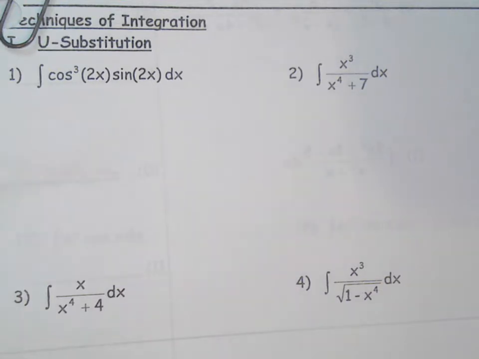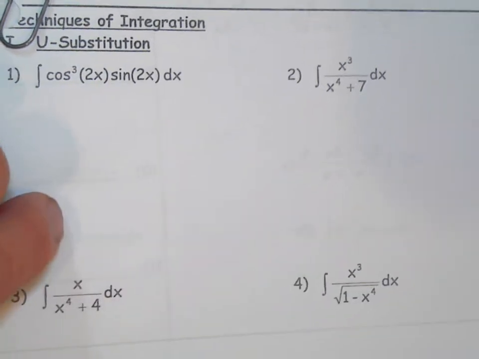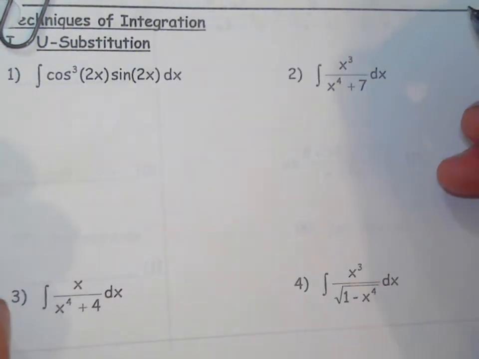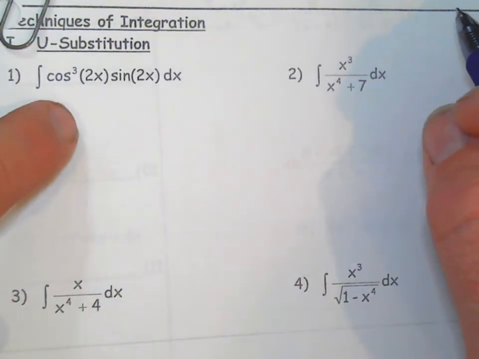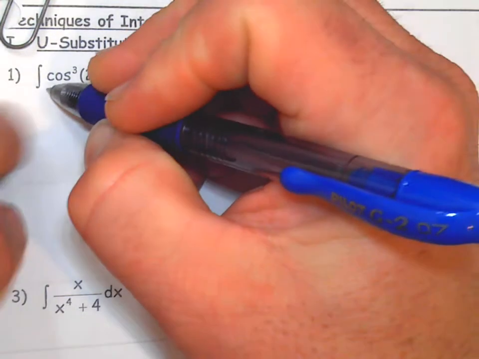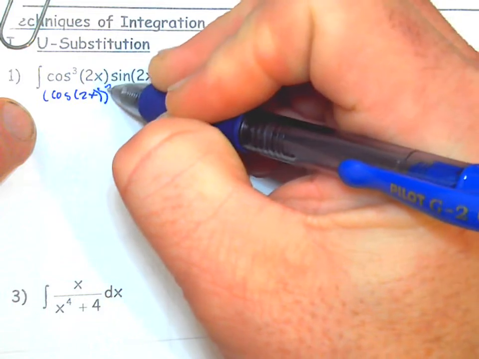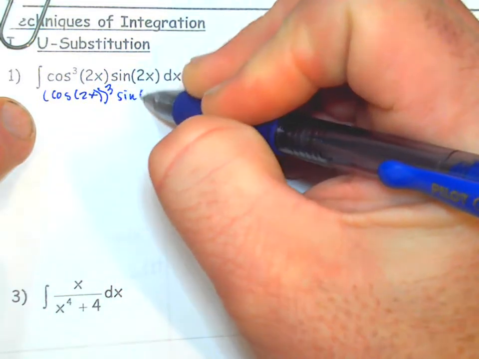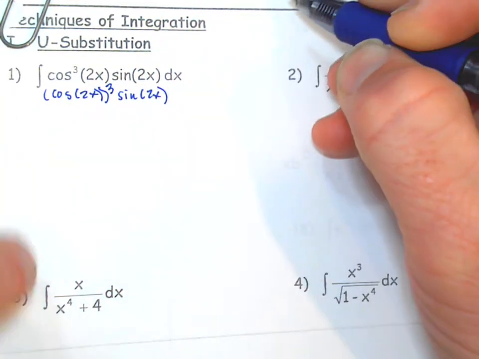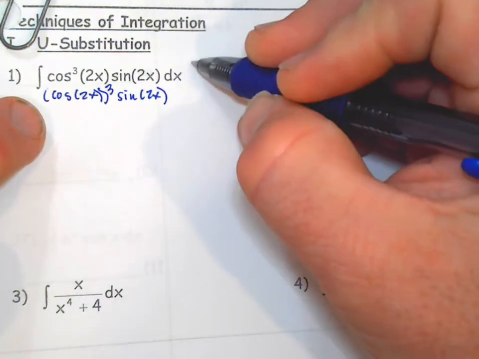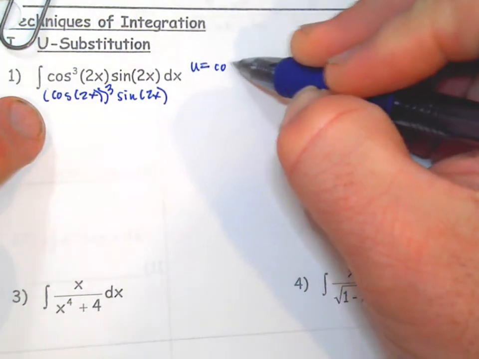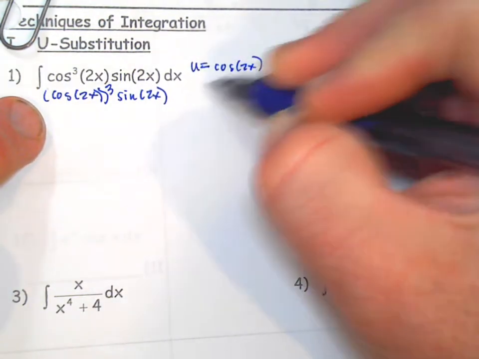Lots of new integration techniques as well as some old ones. So, keep in mind sometimes it's easier than you're trying to make it. I like to rewrite these as cosine 2x cubed sine 2x. So I would say just regular u-substitution, cosine 2x looks like it might work.